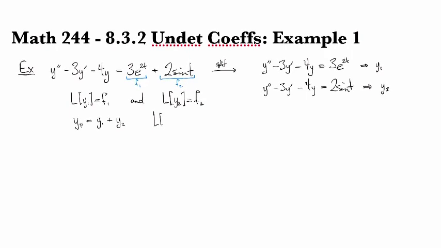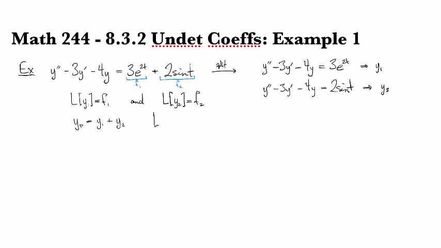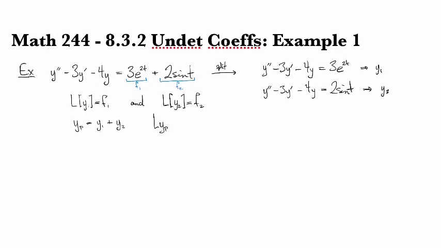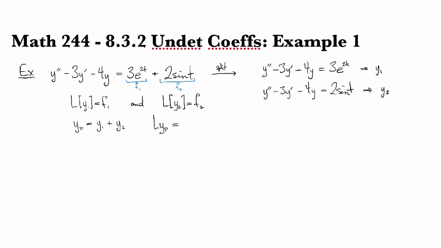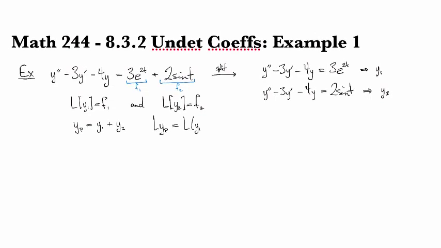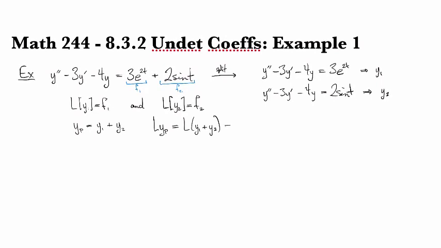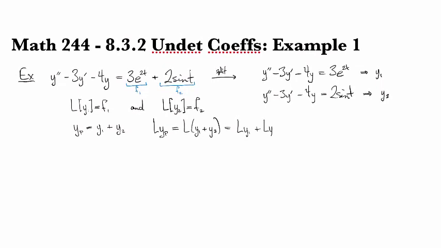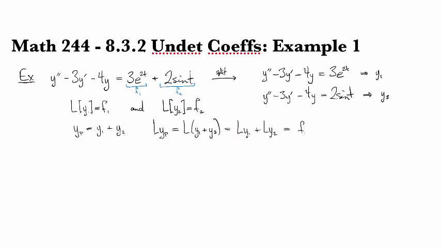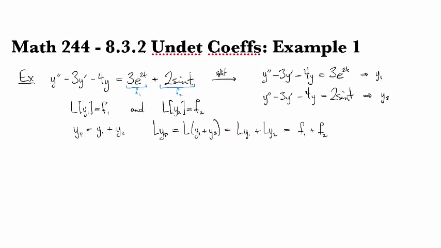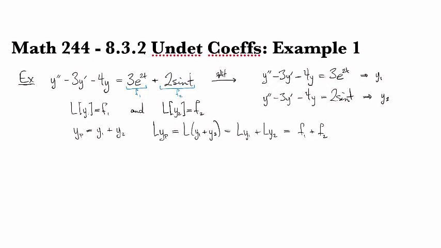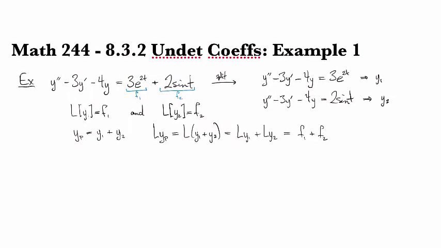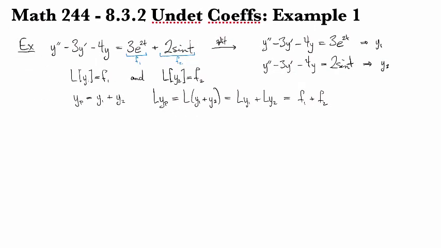actually I don't know why I'm writing those square brackets. Let me just write it like this without the square brackets. When I apply L to yp, then by linearity I will get Ly1 plus Ly2, which is f1 plus f2, which is what I have on the right hand side of my equation right here, f1 plus f2. So we break it up into the two parts.